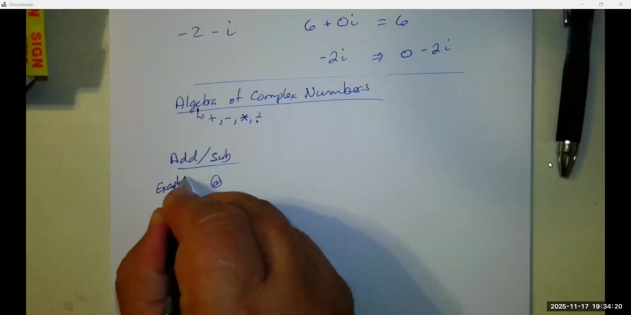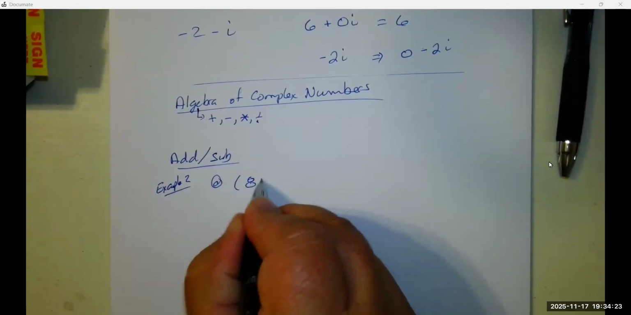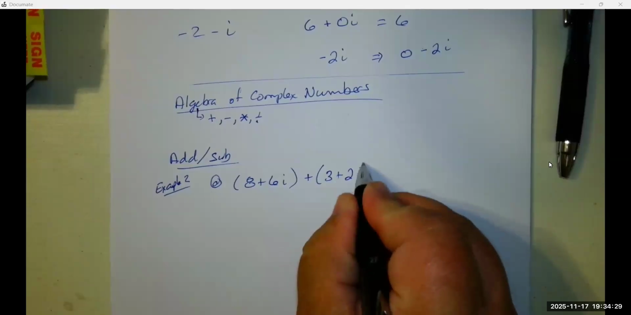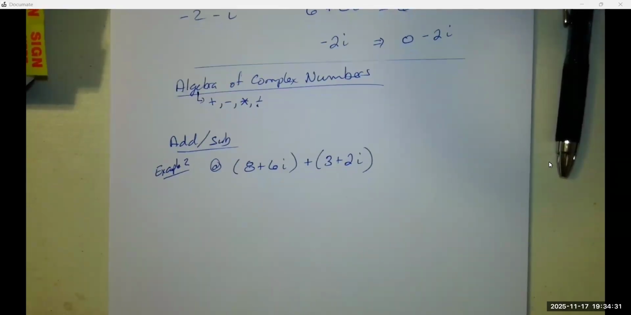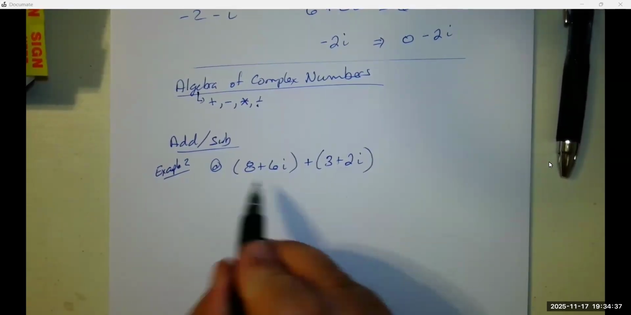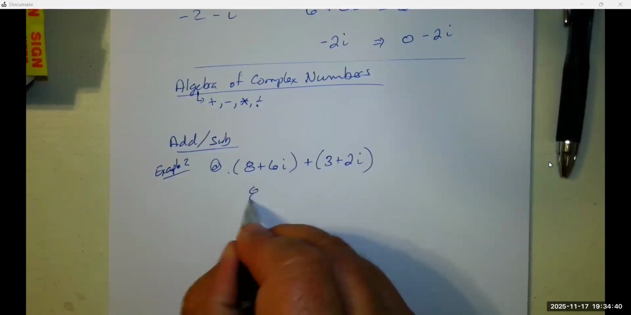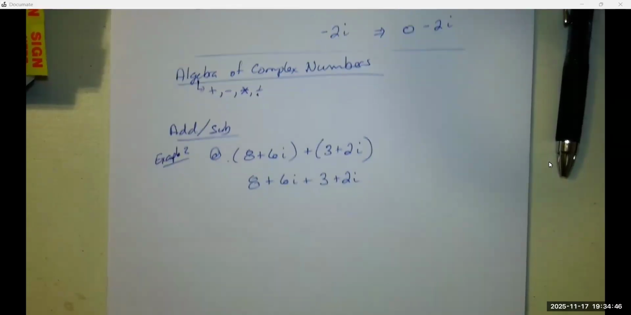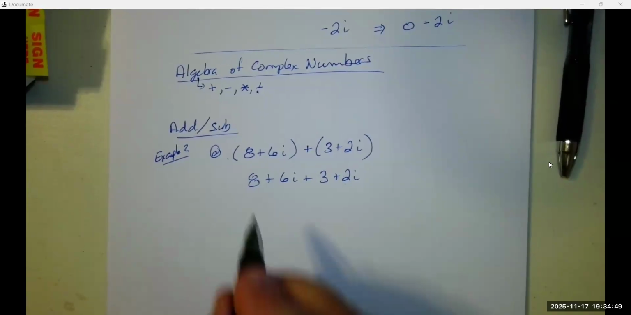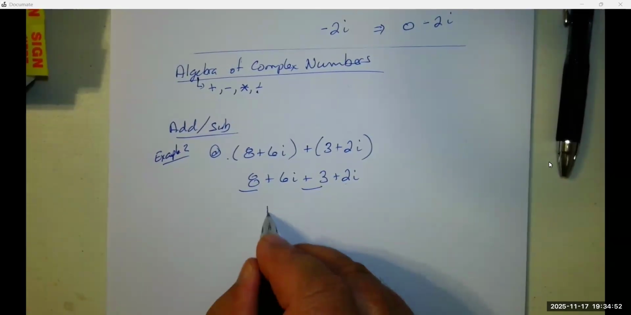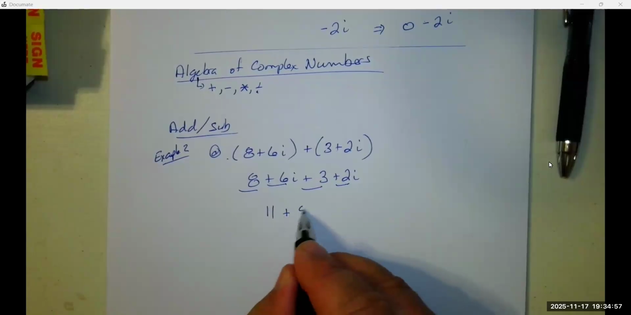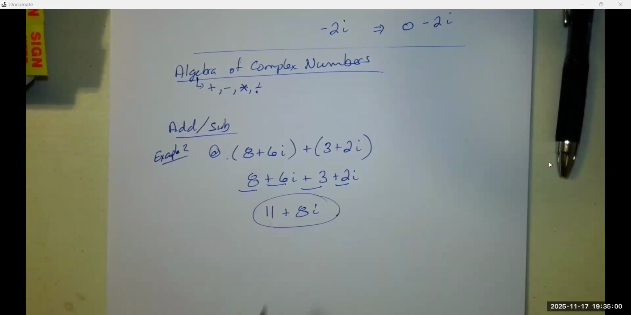Example 2. 8 plus 6i plus 3 plus 2i. First off, do we need the parentheses? Since there's nothing in front of it, nope, we can drop the parentheses. Now combine like terms. 8 plus 3 is 11. Positive 6, positive 2 is positive 8i. So there's that answer.